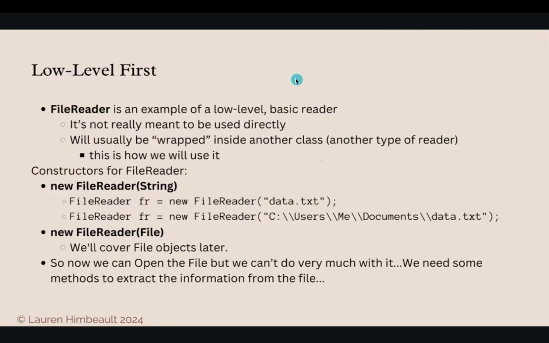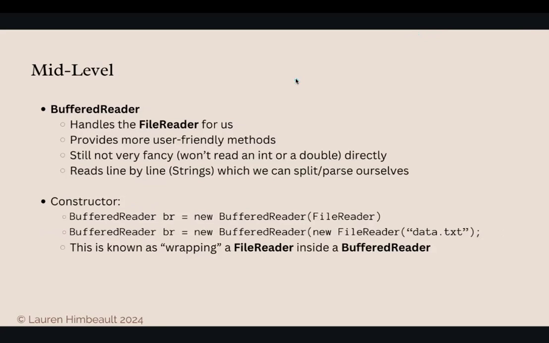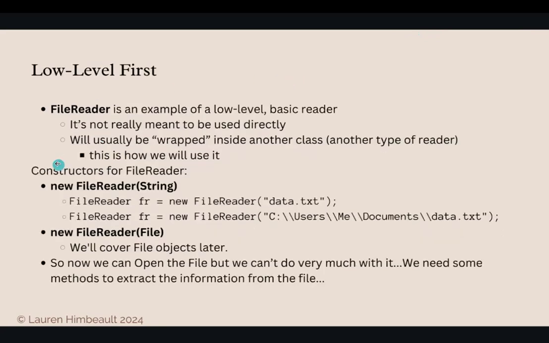Okay, so let's first start talking about the low level first. So FileReader, which we will actually use a teeny tiny little bit. FileReader is super low level. It's a very basic reader, and we don't use it to actually read from files. We just use it to help open up files. So typically we use it with the first constructor there, where it shows FileReader fr equals new FileReader, and we give it the name of the file that we want to open, and then we're able to use that file reader as that data stream.